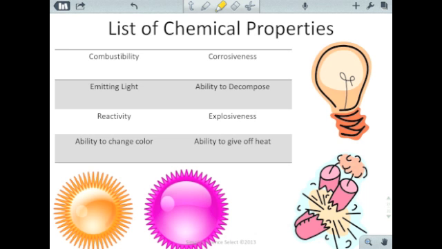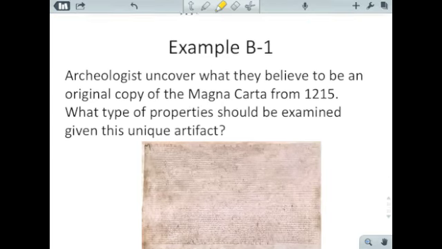In the list of chemical properties, we see combustibility, emitting light, reactivity, ability to change color, corrosiveness, ability to decompose, explosiveness, and ability to give off heat. Those are just a list of chemical properties.